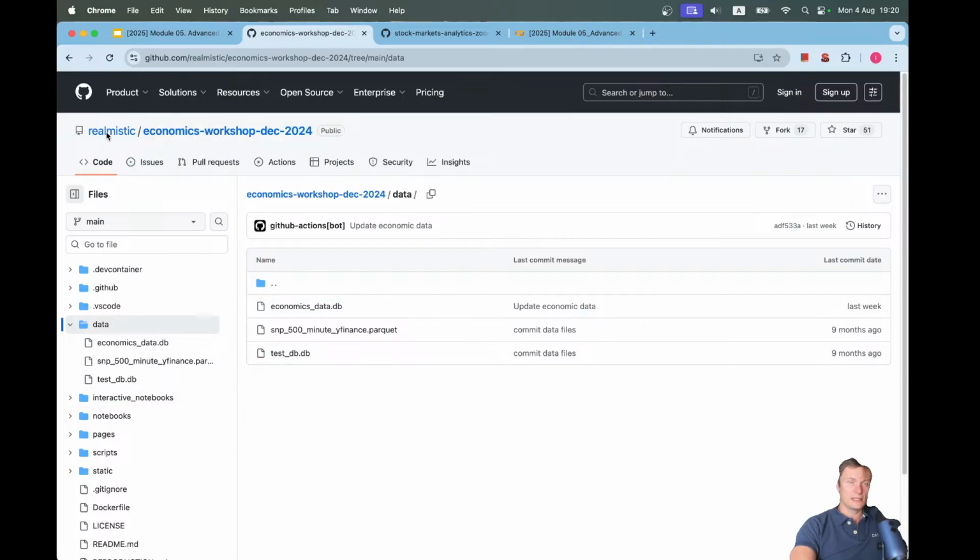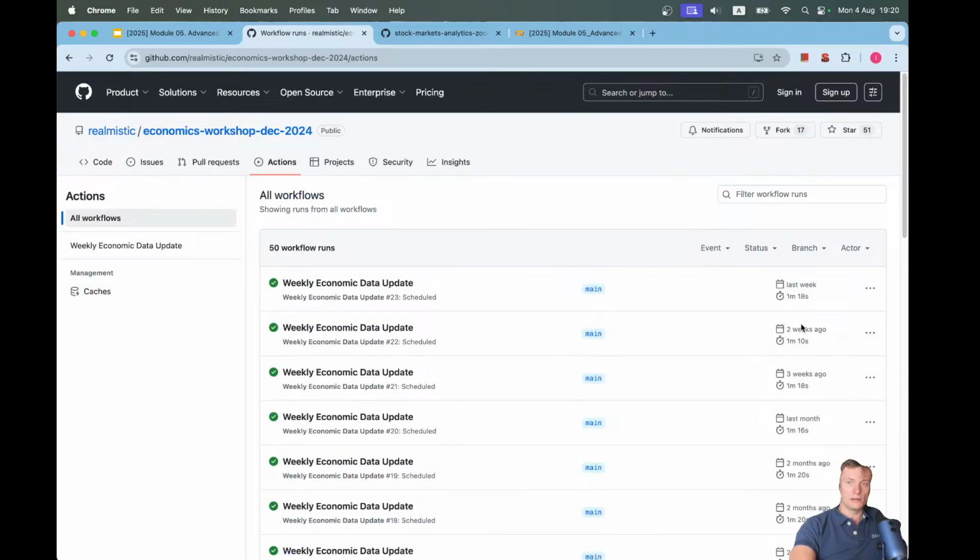So that's the automation piece. I do not host any servers. There are limitations that you can't run more than 2,000 minutes a month or so, but my workflow spends only one minute per week.